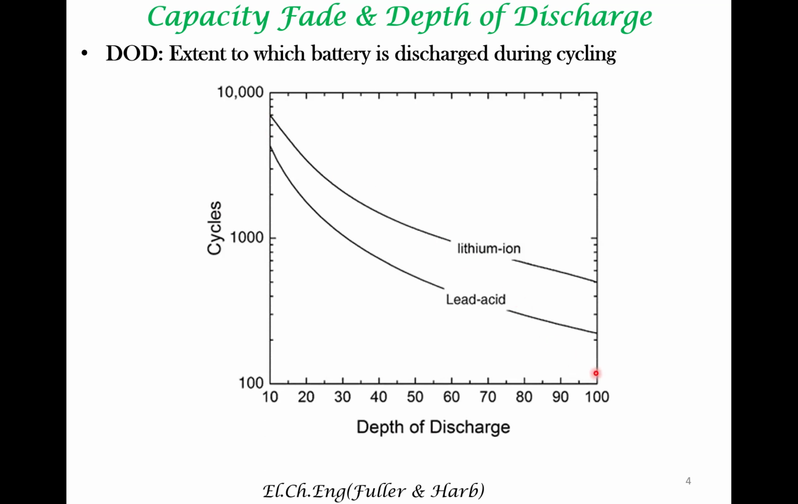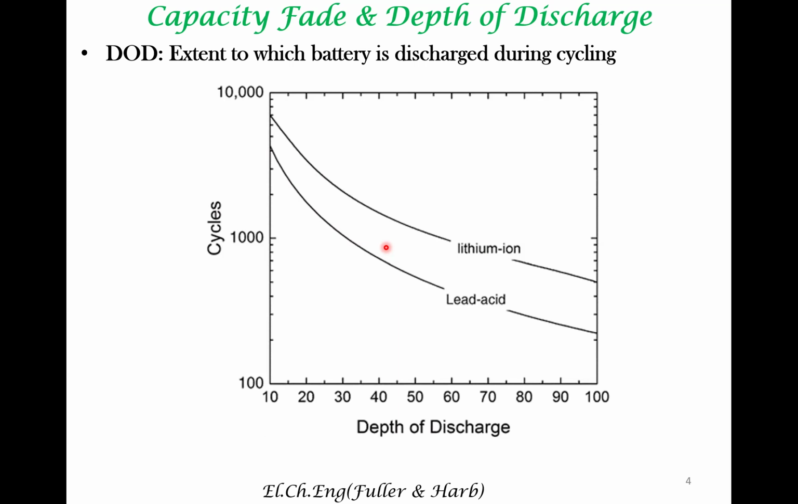However, if you discharge it, let's say beyond 70% or close to 100%, the number of cycles that you may use the battery for decreases. So here, this information is provided for two dominant secondary ion batteries. One is the lithium ion battery, another is the lead acid battery. In both the cases, as you increase the depth of discharge, so if you discharge to a greater extent, the cycle life decreases. The number of cycles for which you may use this battery decreases.